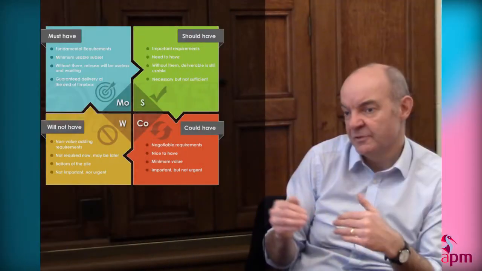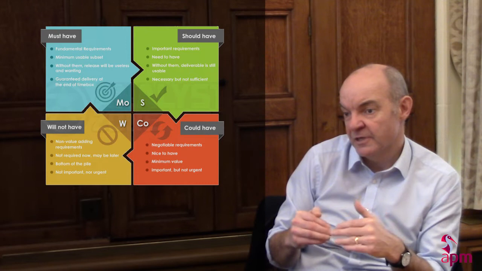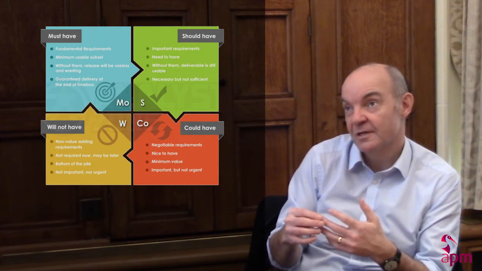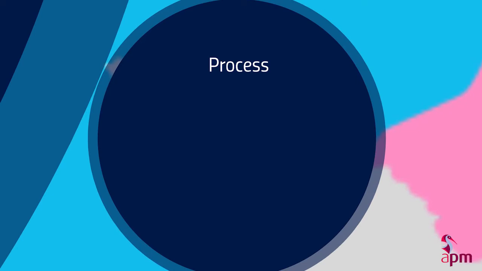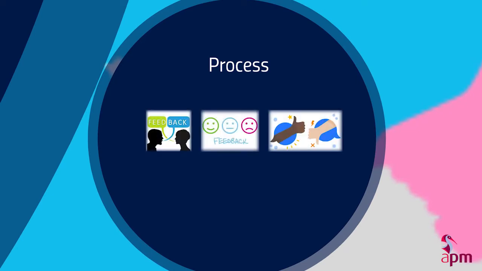We've definitely used the Moscow prioritization: must, should, could, and won't. We have a project board which is made up of some of those key stakeholders to authorise, if you like, what we're going to work on.